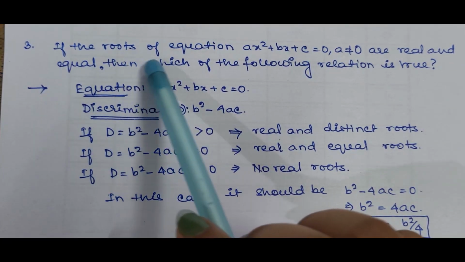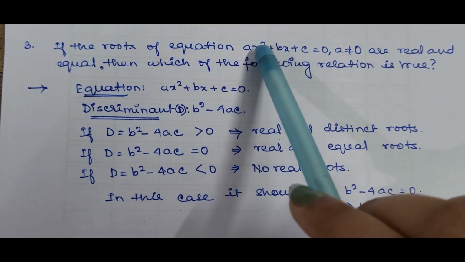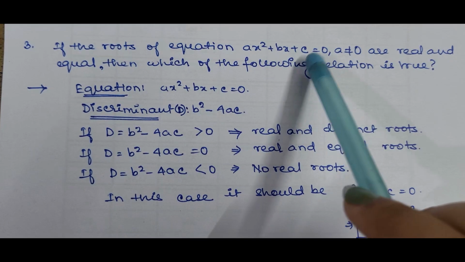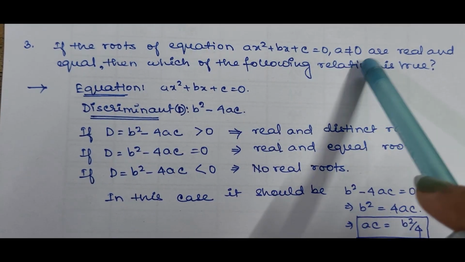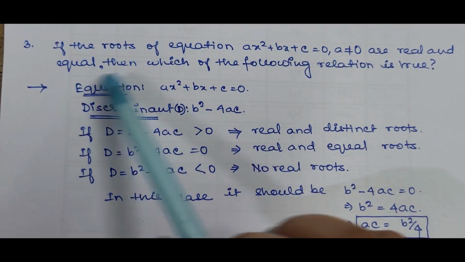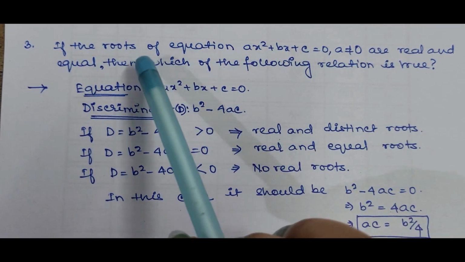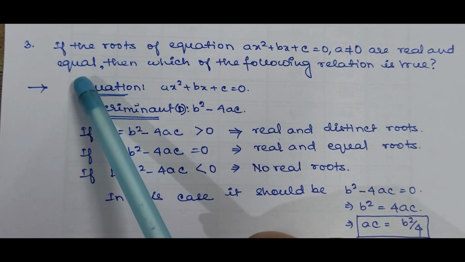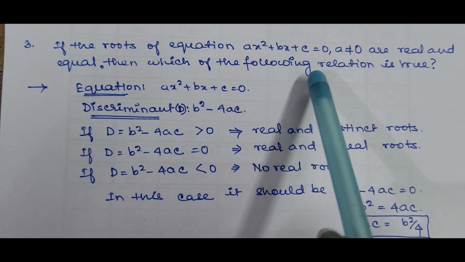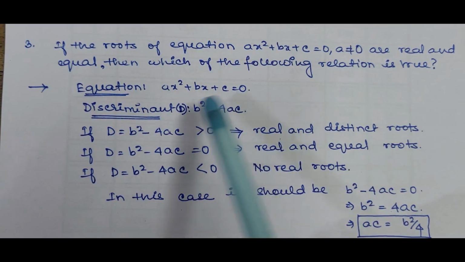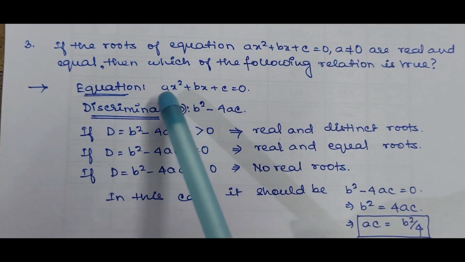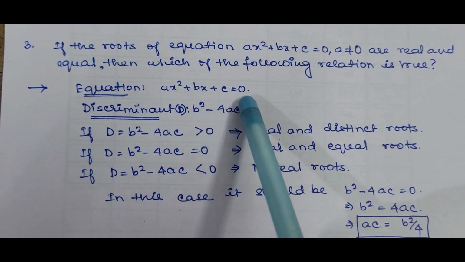It says that if the roots of the equation ax square plus bx plus c is equal to 0, where a is not equal to 0, are real and equal. That is, we are given this equation whose roots are real and equal, then we need to find which relation is true.